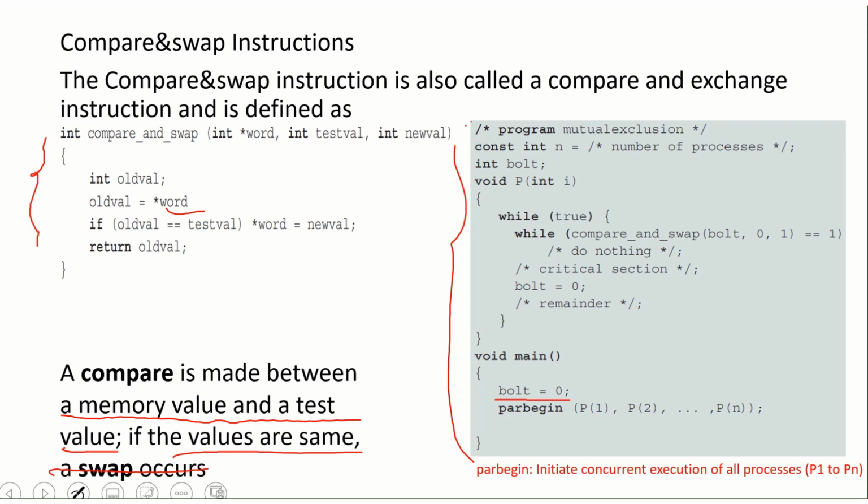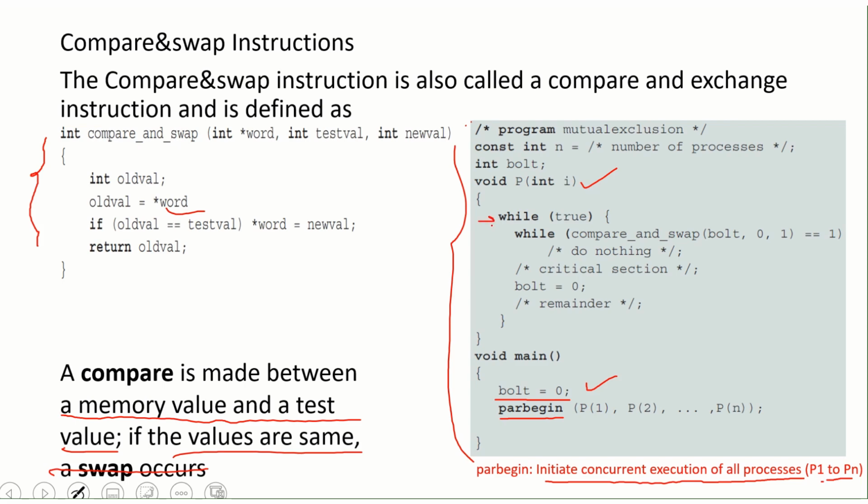Now here we can see this is a main function, where we have initialized bolt equal to 0, and this is parbegin. Parbegin is a function which initiates concurrent execution of all the processes. Concurrent execution means parallel execution of all the processes. Suppose P1 to Pn processes are there, P1, P2, P3 till Pn. But practically, at a particular time only one process can have the value of bolt equal to 0. So suppose P1 has bolt equal to 0.